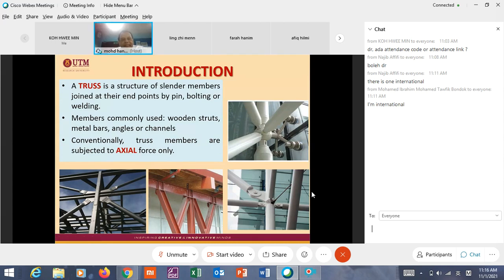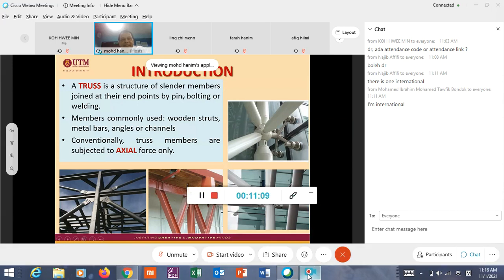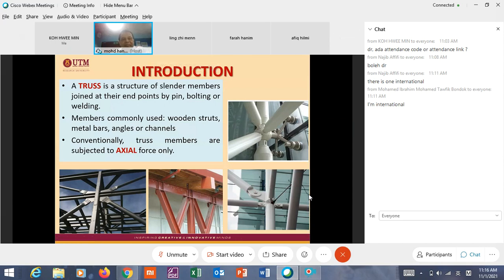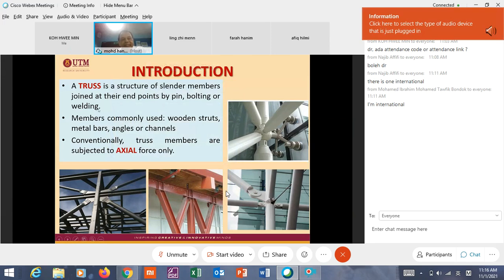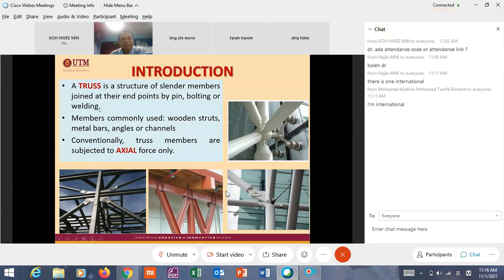What is a truss? A truss is a structure of slender members joined at the end points by pin, bolting, or welding. But my comment here is that if you check the definition in the textbook, a truss is mostly associated with pin connection. Ideally it is a pin connection. If it is bolting or welding, it actually depends on the size of the bolting and welding relative to the structure.